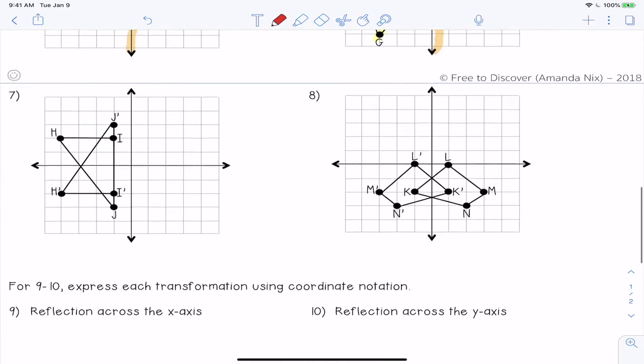And again, you guys are going to do 7 and 8 on your own. You can pause the video and do it now, or you can come back and do it at the end. It's all on your speed.